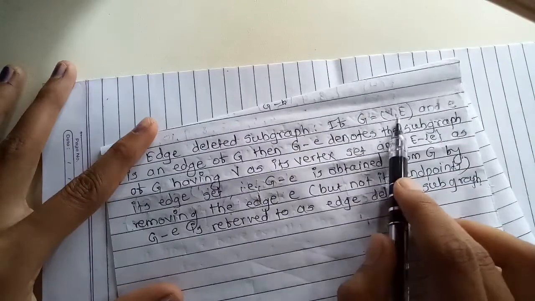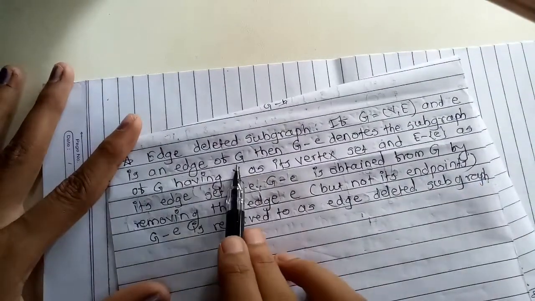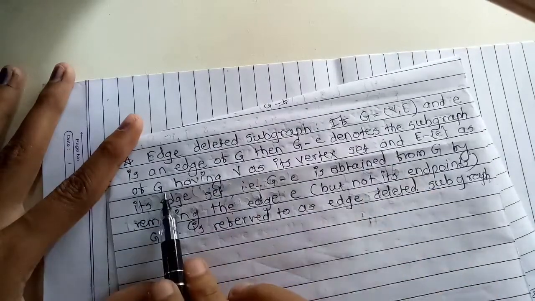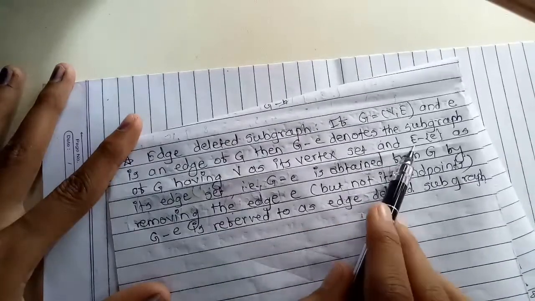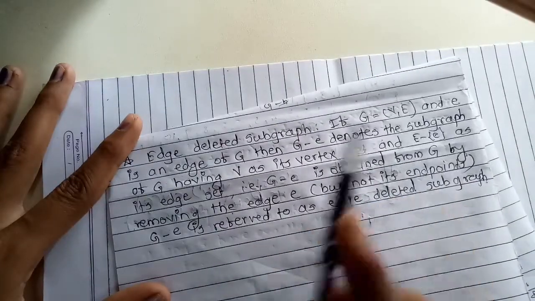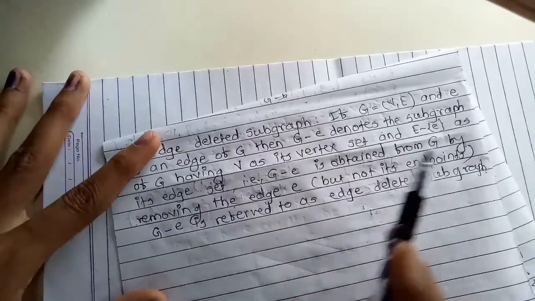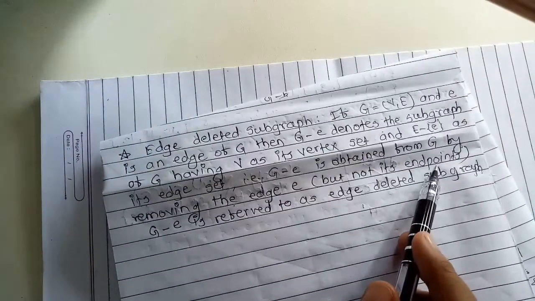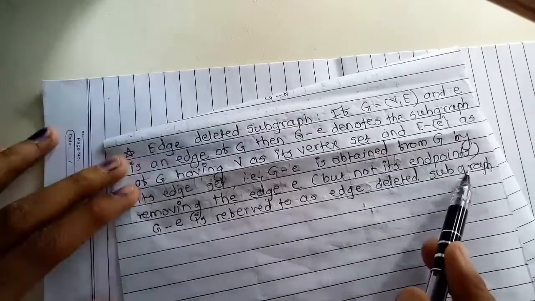If G is a graph with vertex set V and edge set E and e is an edge of G, then G minus e denotes the subgraph of G having V as its vertex set and E minus singleton e as its edge set, that is G minus e is obtained from G by removing the edge e but not its endpoints, right? G minus e is referred to as edge deleted subgraph.